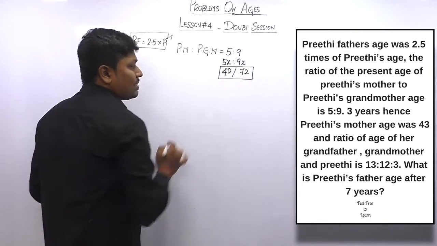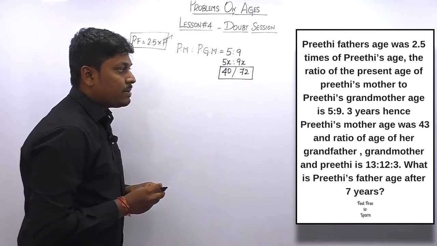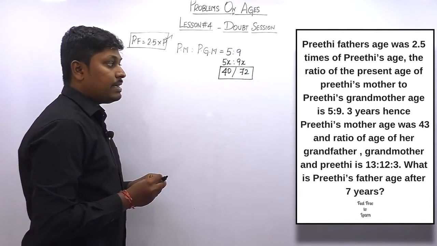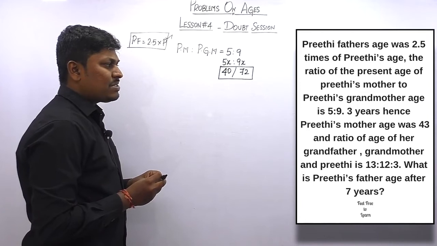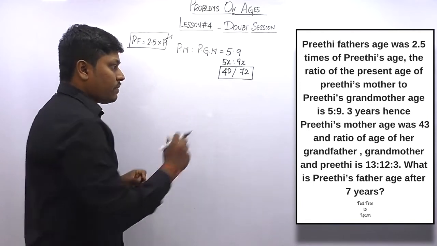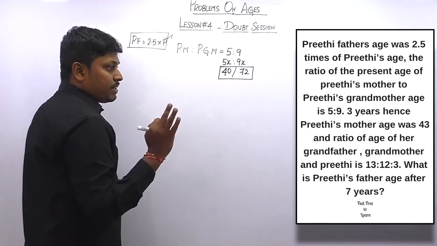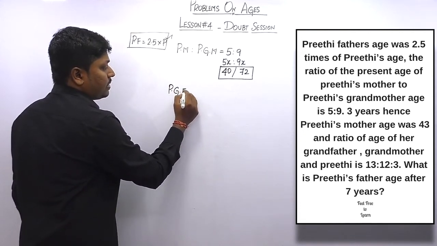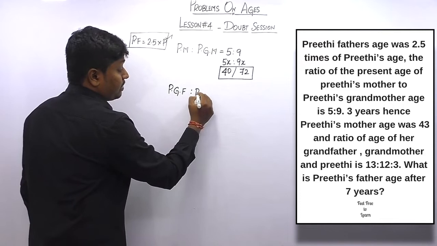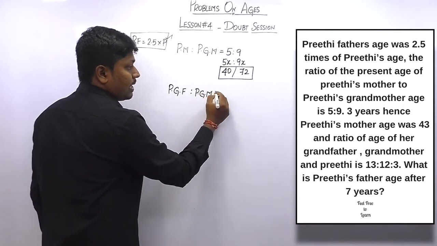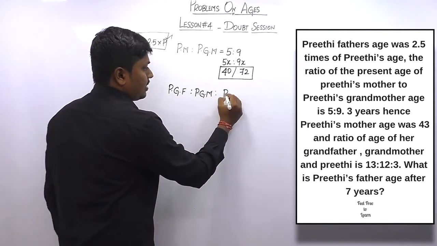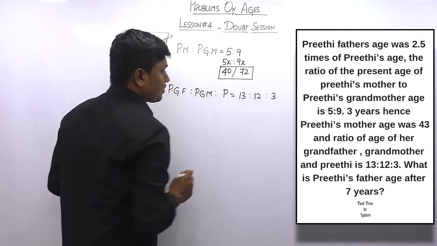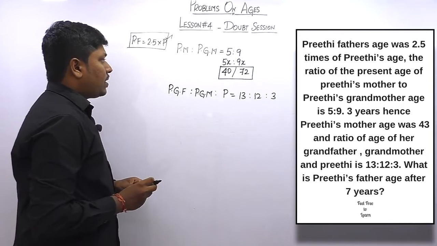Okay. So what is the next step? What is the next data they have given? The ratio of the ages of grandfather, grandmother and Preeti is 13:12:3. Okay, so they have given a 3-part ratio, that is grandfather, right? So Preeti's grandfather, next is Preeti's grandmother, and the next is Preeti, right? 13:12:3. So let me do one thing. What is our only target?